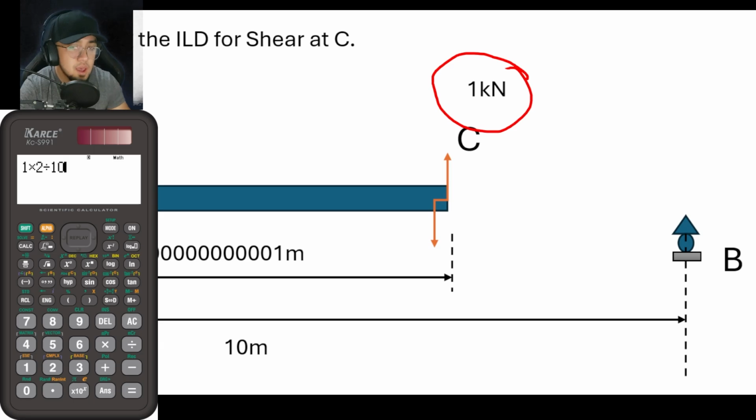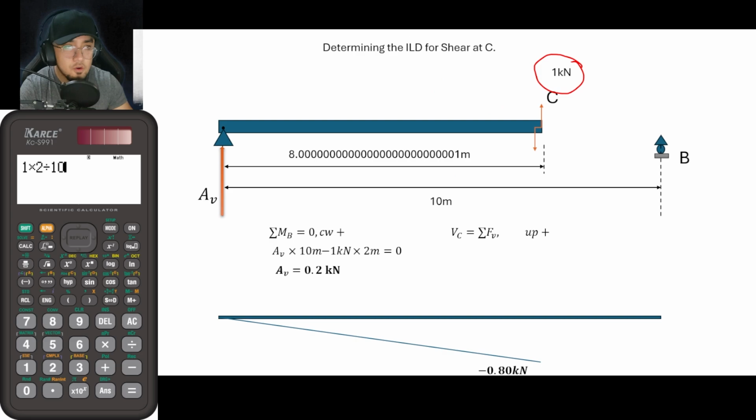So we have already removed the 1 kilonewton load. Solving now for the value of shear: shear at C is equal to the summation of forces vertical, considering our cut section at C. So VC is now equal to AV, which is 0.2 kilonewtons, minus, well, actually, we would not once again include this 1 kilonewton load. So basically, that is already our answer, 0.2 kilonewtons. From that, we would now be plotting our updated ILD.